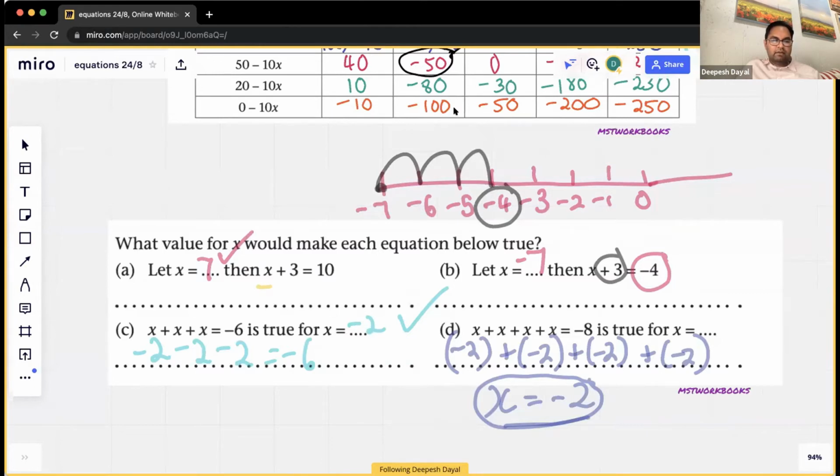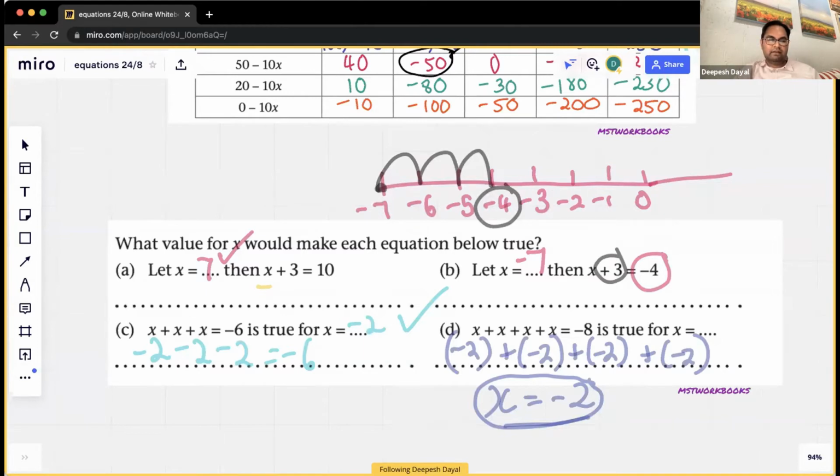Will it be 8 or 7? No, it will be 7, sorry. Yeah, that's right. So that's what we're looking for. Does that make sense? Oh, yes, sir. Thank you. A pleasure.